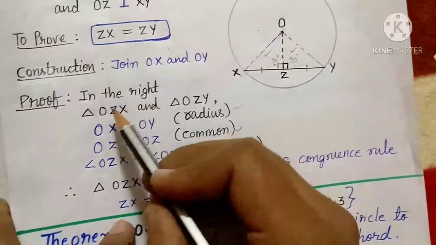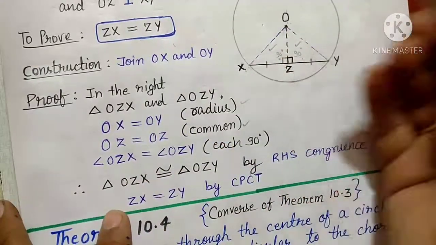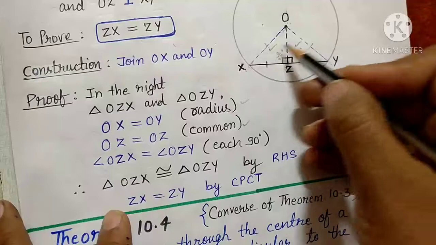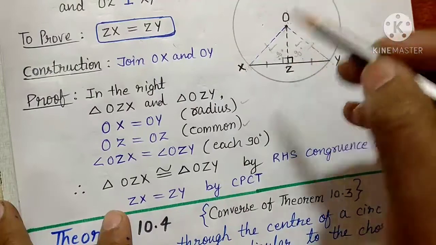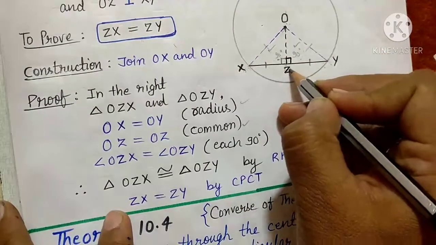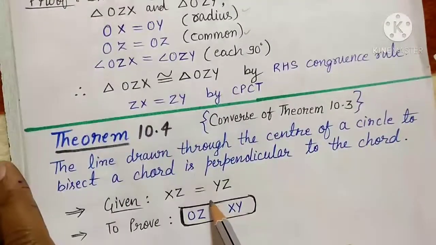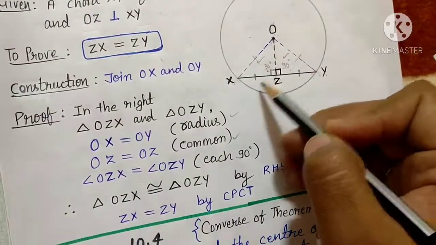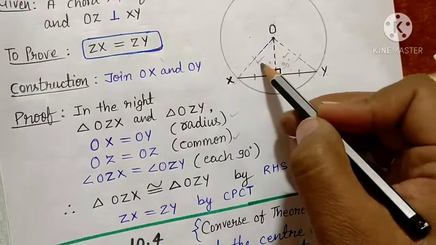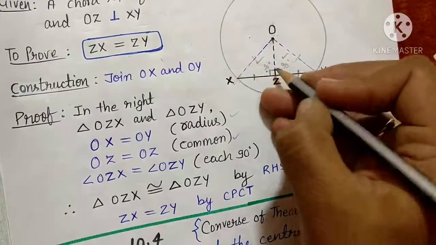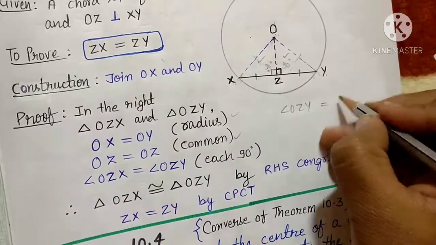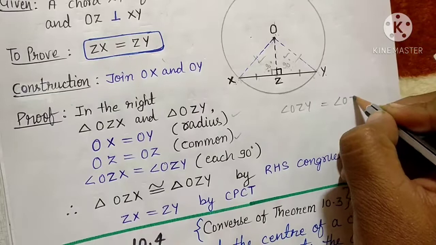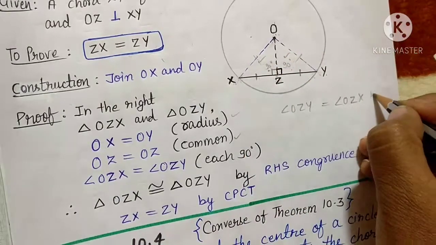Again, what you can do? Again you can take these right triangles OZX and OZY. You can say OX equals OY, both are the radius. Then you can say OZ equals OZ, common. And the last thing you can say is that XZ equals ZY, because this is already given here. See, XZ equals YZ. So by SSS, these two triangles are congruent. If these two triangles are congruent, we can say that angle OZY equals angle OZX by CPCT.